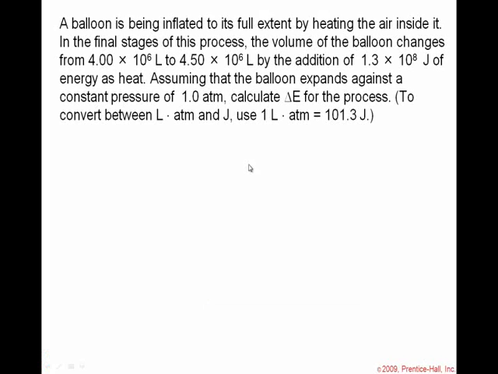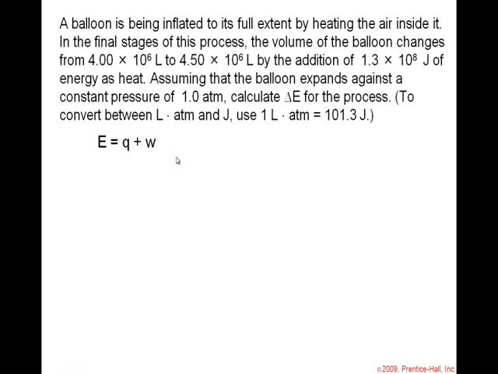So a balloon is being inflated to its full extent by heating the air inside. In the final stages of this process, the volume of the balloon changes from 4 times 10 to the 6 liters to 4.5 times 10 to the 6 liters by the addition of 1.3 times 10 to the 8 joules of energy as heat. Assuming that the balloon expands against a constant pressure of 1 atmosphere, calculate delta E for the process. And it gives us some conversions here.